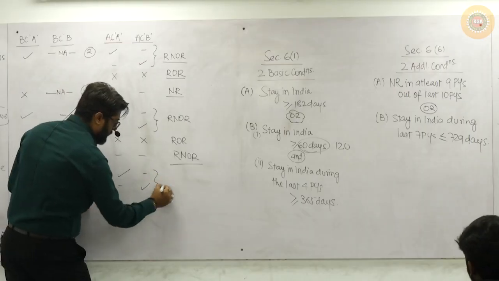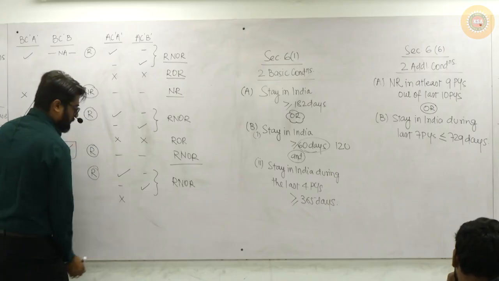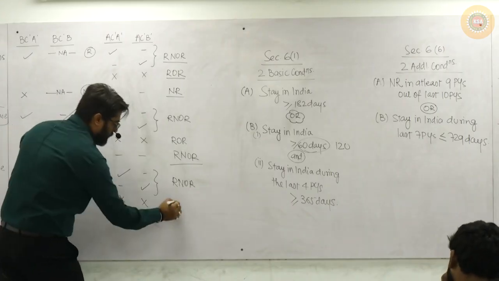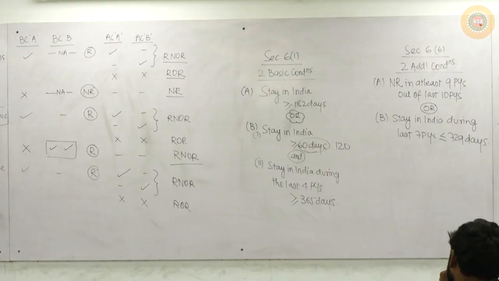Hello? You will become RNOR. But sir, additional condition A is also not satisfied, B is also not satisfied. You will be treated as ROR. Understanding or not? Hello, sir.